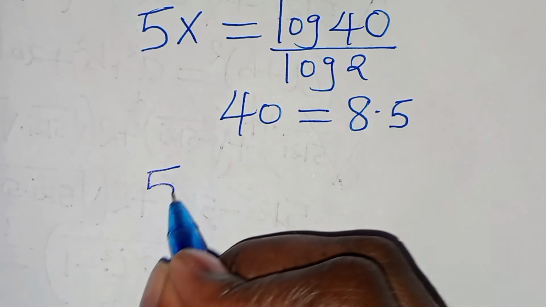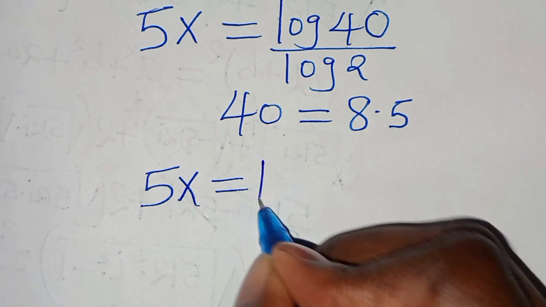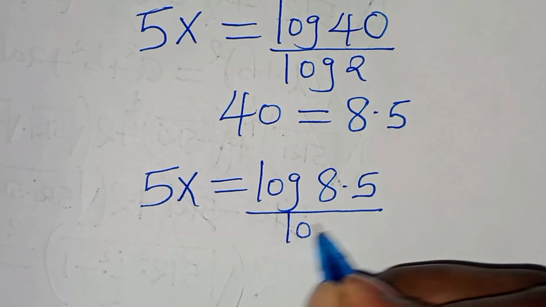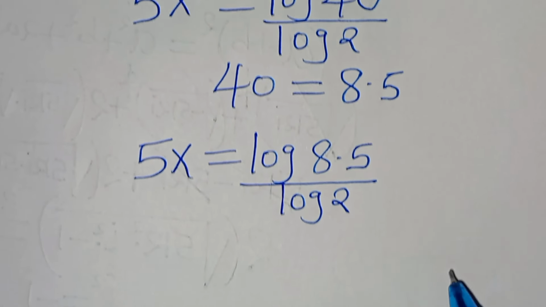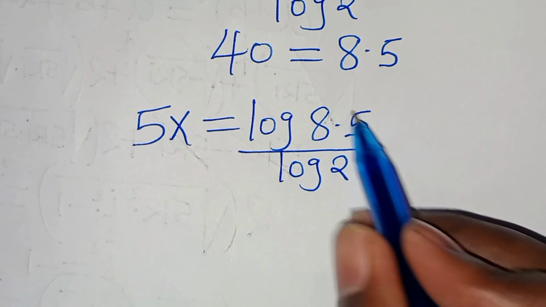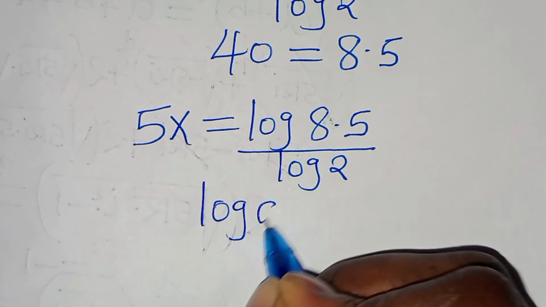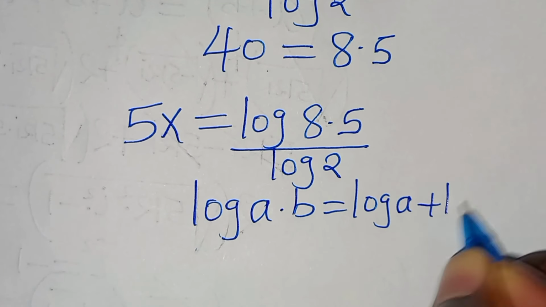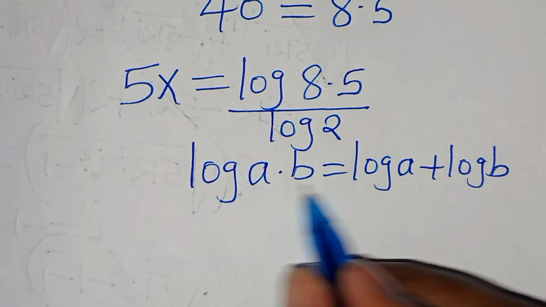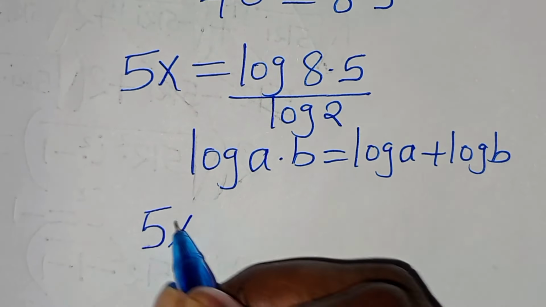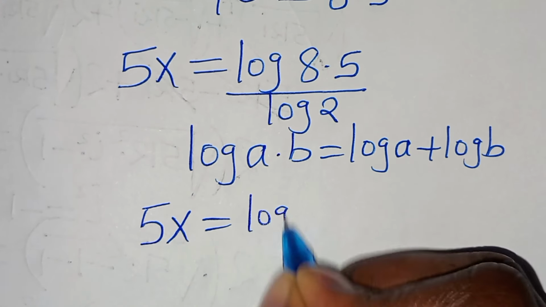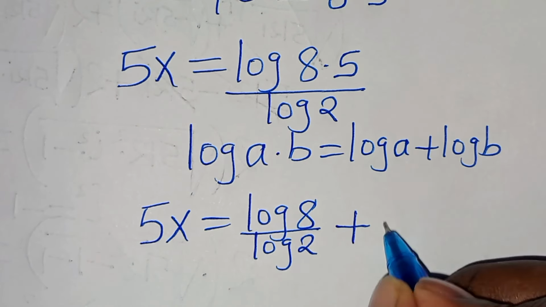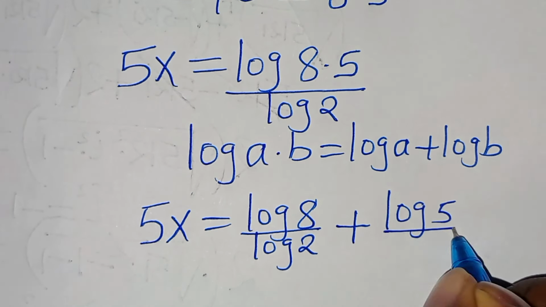And therefore, we have 5x. This is equal to log 8 multiplied by 5. Everything here divided by log 2. The next step is that log 8 multiplied by 5. This is in the form of log a multiplied by b, which we can express as log a plus log b. Applying this logarithm property, then we have 5x. This is equal to log 8 divided by log 2. Then plus, here we have log 5 divided by log 2.